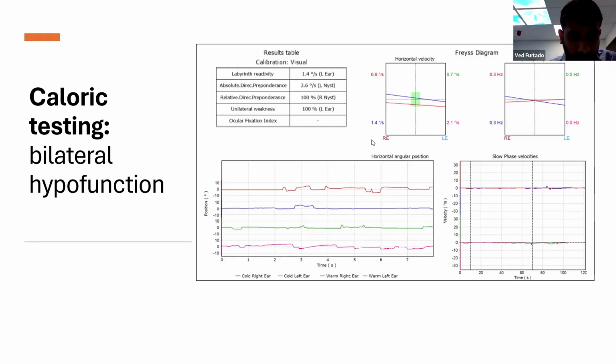So based on caloric testing, we see bilateral hypofunction, but the patient did not report any oscillopsia. She could walk without support. She didn't complain of unsteadiness whilst walking or standing. Her performance on a balance board, which we had done initially just to get a sense of her subjective balance function, was not consistent with the diagnosis of bilateral hypofunction. And her dizziness was not always movement related. So I decided to test further.